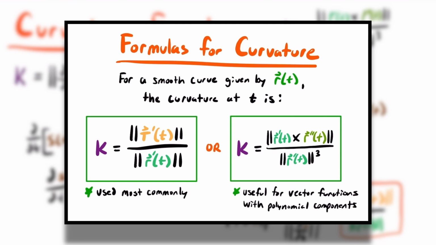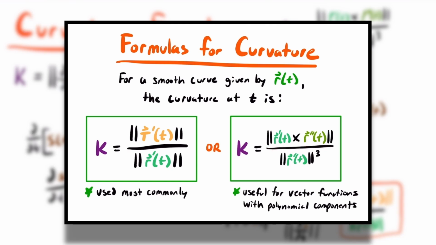And by the way, in case you're wondering, the reasoning behind this formula being useful for polynomial components is because the cross product works nicely for those components, okay? That's not going to be the case if you have trig functions or exponential functions, or really anything that might involve a product rule. When taking the first or second derivatives, the cross product then gets very messy, so you would not want to use this formula.